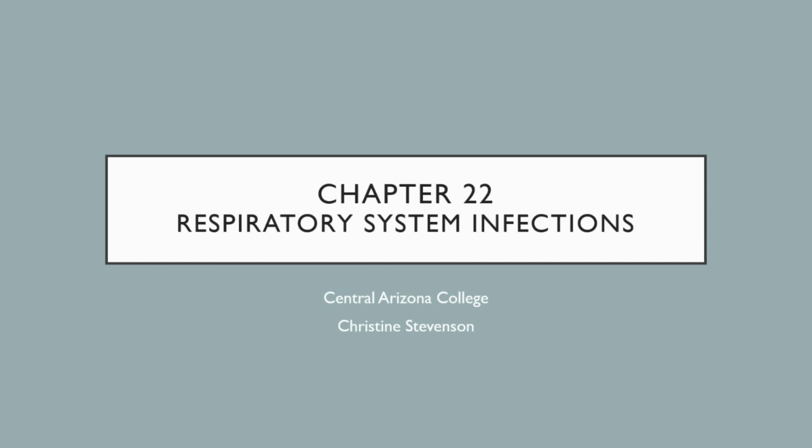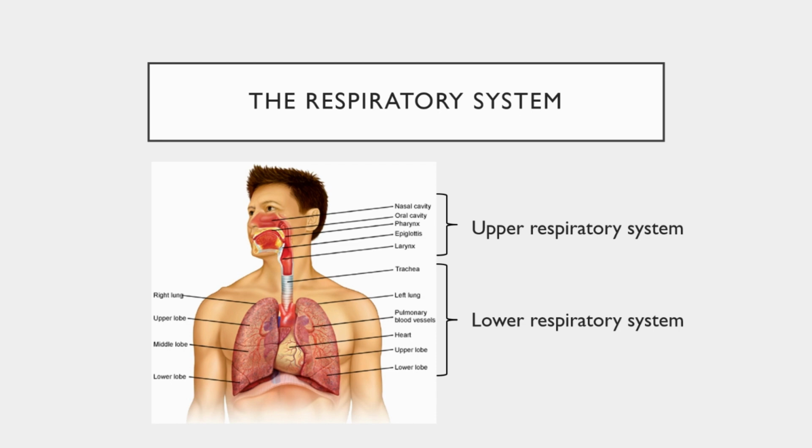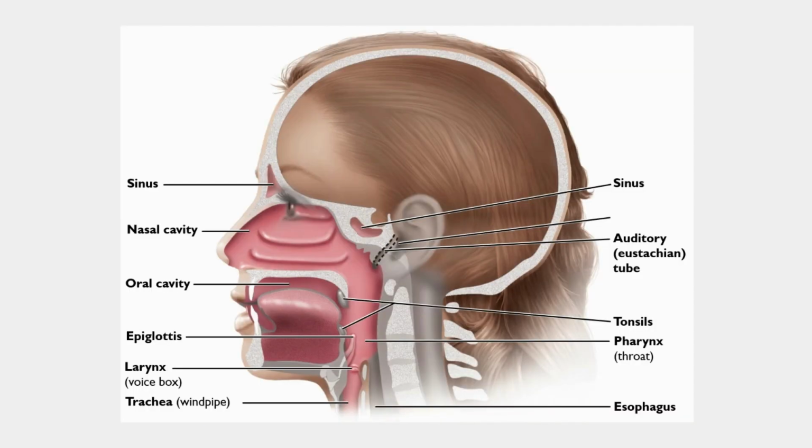Hello, everyone, and welcome to Chapter 22 on respiratory system infections. So, just like in Chapter 21, we're going to start by covering a little bit of basic anatomy of the respiratory system. And when we tackle the respiratory system infections, we are going to divide them up by first talking about infections of the upper respiratory system and then talking about infections of the lower respiratory system.